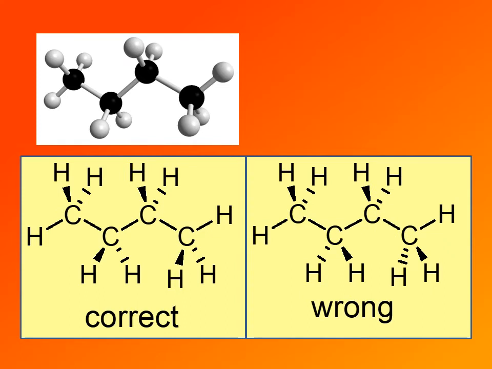A perspective drawing where you are mixing up wedge and dash representations where they randomly point to the left and right is wrong. That simply doesn't show a molecule that is turned just slightly to the left or right to show all the bonds.